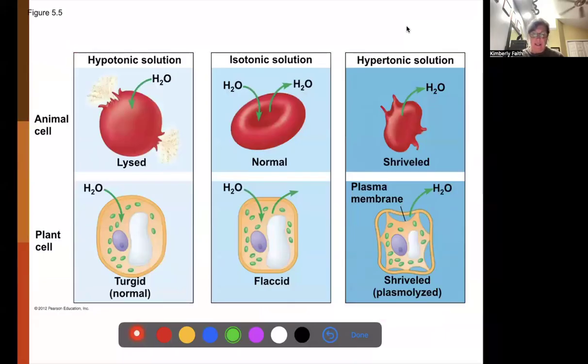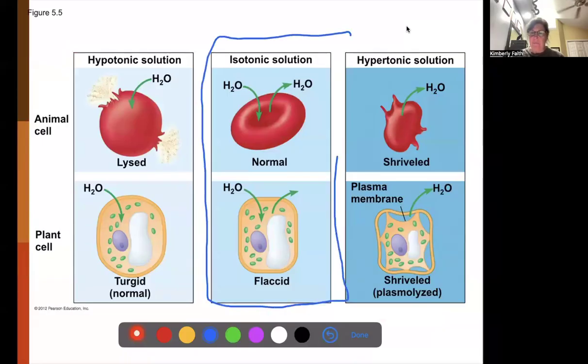So here's a side-by-side comparison. Let's just start with our isotonic. Notice we have water going in and out in equal amounts. We have our hyper, I'm going to use red, hyper, which means we have more solute on the outside, and so water's going out to equalize. It's going out to dilute the solute. And in this case, we have more, that didn't show up very well.